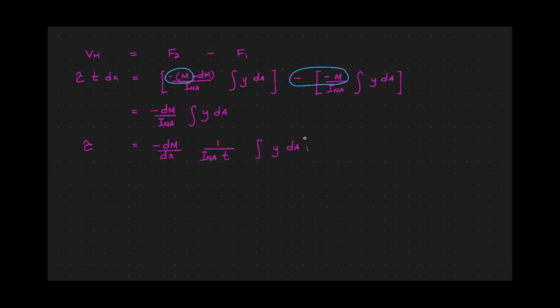If you recall, the relationship between the bending moment and shear force, dM/dx, is of course equal to V. The term integral of y dA is what we call the first moment of area, and usually the notation is Q. So therefore, the transverse shear stress formula in terms of its absolute value is equal to V times Q over I of the neutral axis times t.